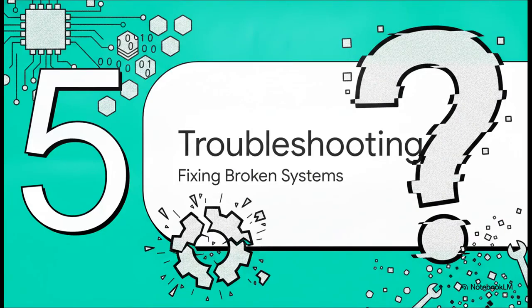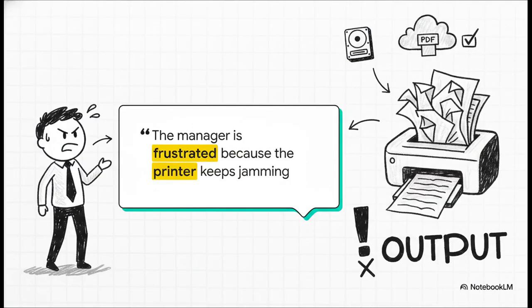And finally, Section 5, the troubleshooting methodology, fixing broken systems. So, we've built this incredibly complex digital architecture from the ground up, right? But let's get practical for a minute. What happens when this complex system actually breaks down? Imagine this real-world puzzle. A manager is trying to print an important report, but the printer keeps jamming. Because, well, of course it does. If we map this back to our 4 basic functions, where exactly is the failure happening?